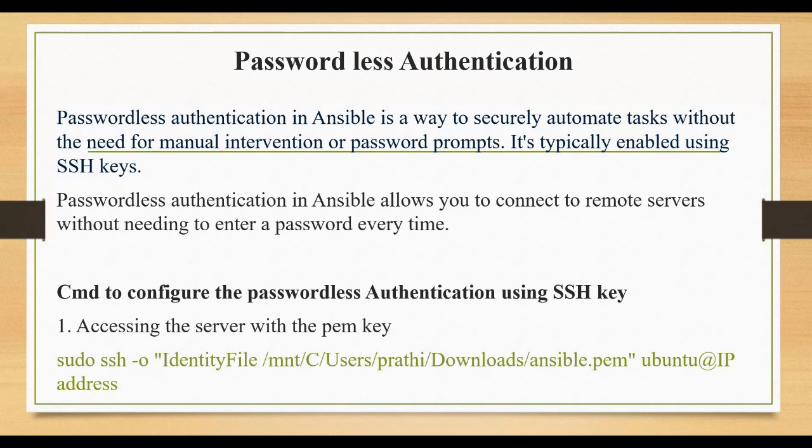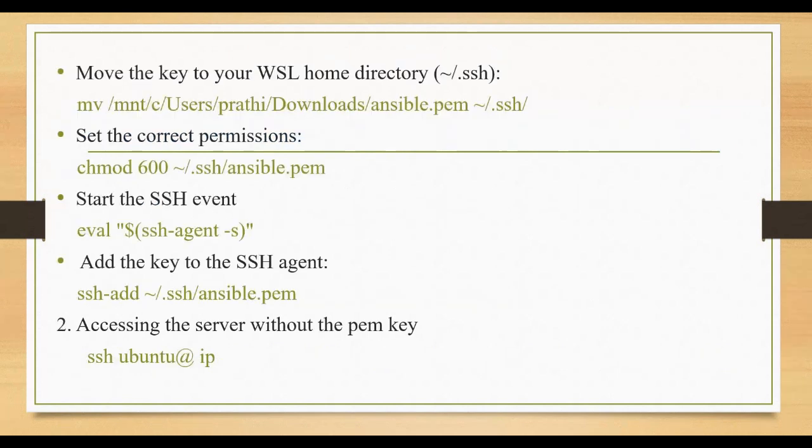With the PEM key we can use the command: sudo ssh -o IdentityFile=/mnt/c/Users/prati/Downloads/ansible.pem ubuntu@IP address. This command is used with the PEM key. Without the PEM key we just use ssh ubuntu@IP. In my system, it isn't able to directly access ssh ubuntu@IP.